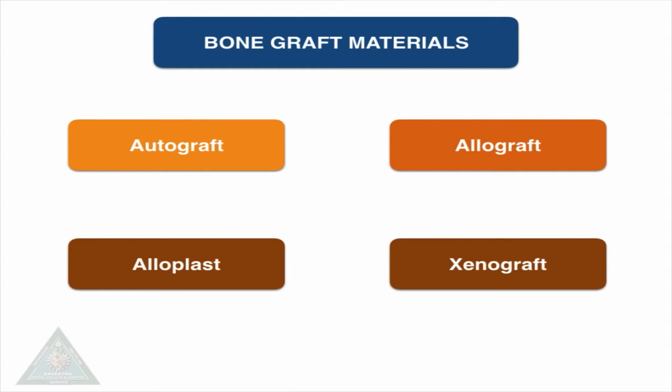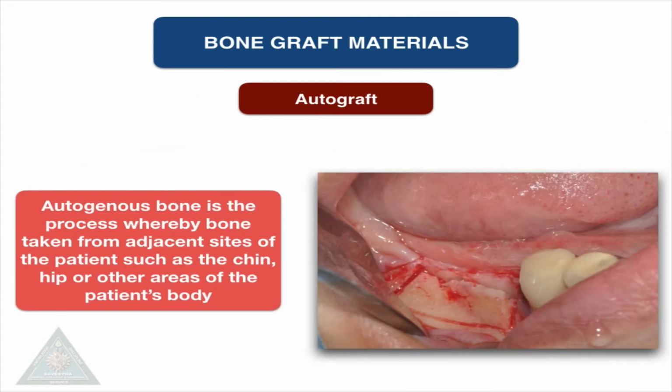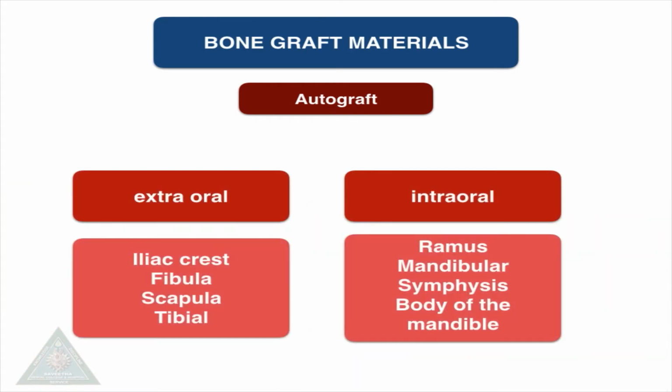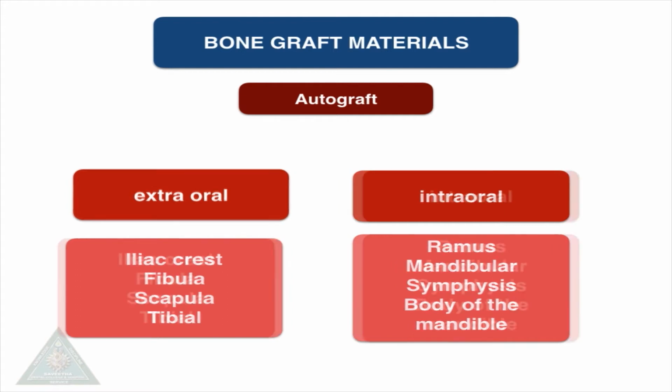So different bone graft materials are available, like autograft, allograft, alloplast and xenograft. Autograft is bone which is harvested from the patient's own body. It can be harvested extraorally or intraorally. Extraorally, we can harvest bone from the iliac crest, fibula, scapula and tibia. Whereas intraorally, we can harvest it from the ramus, mandibular symphysis and body of the mandible.